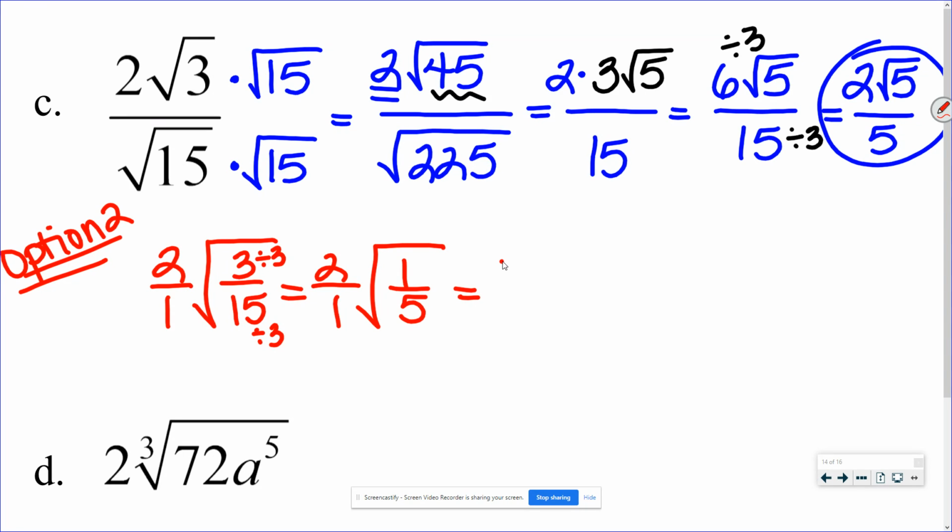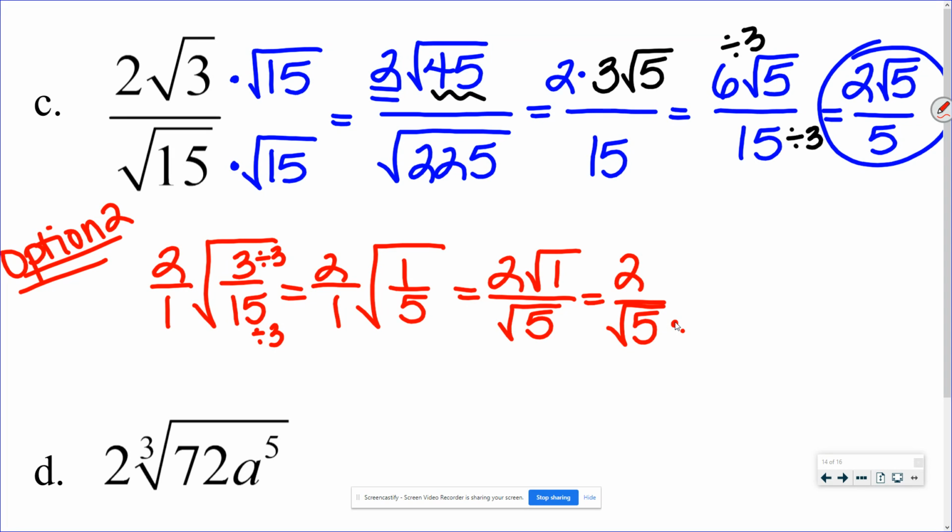And then what you can do is you can break it up and put the 1 in its own square root and the 5 in its own square root. And the square root of 1 is just 1. So 2 times 1 is what the top becomes, which is just a 2.